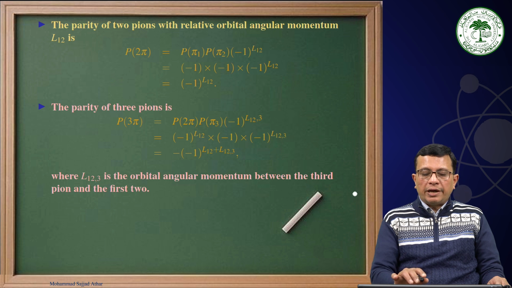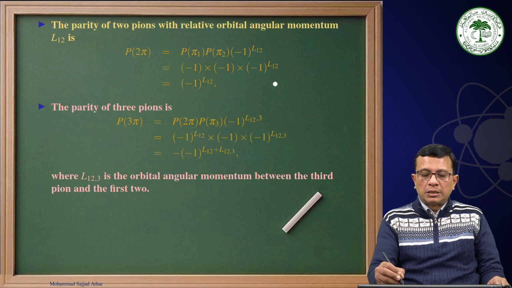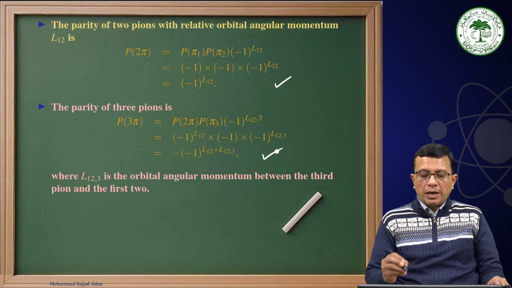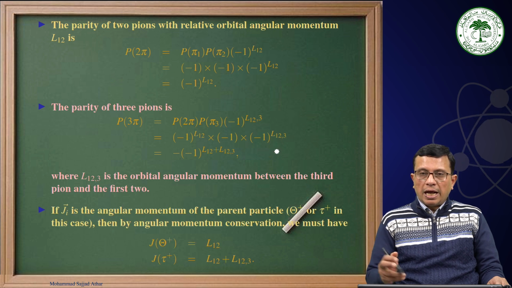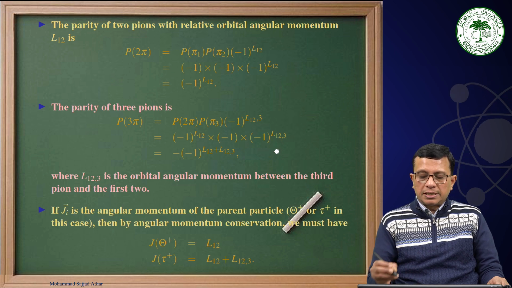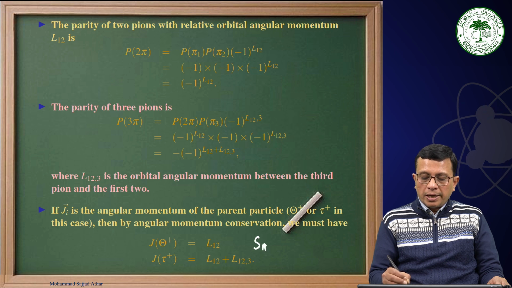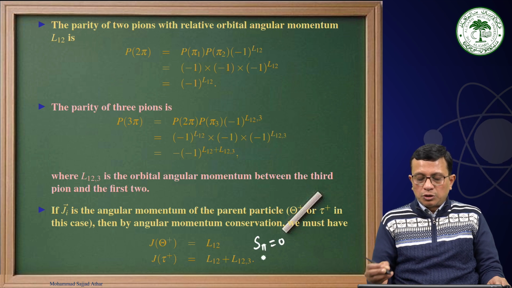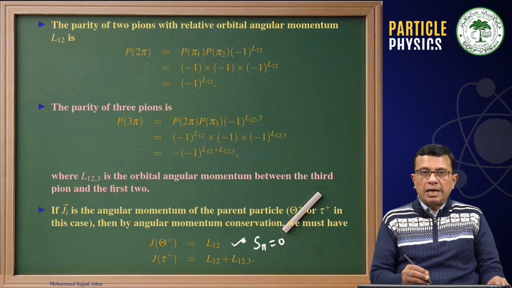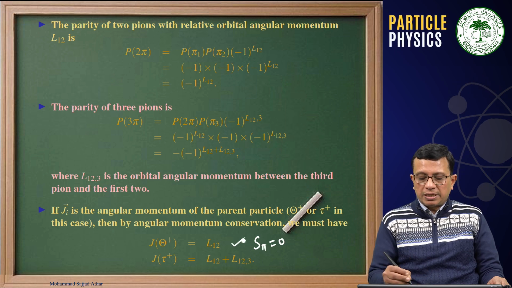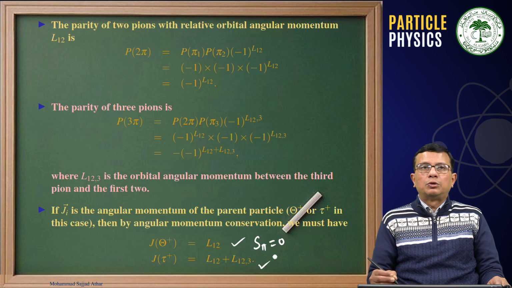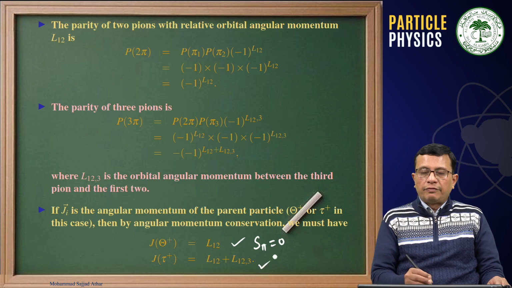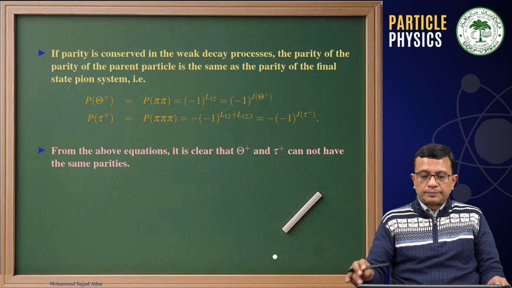Now, this is what I have written: parity for 2 pions, here parity for 3 pions, and where we have defined L12 and L13, and J theta plus. I am telling you, since S pi net is 0 for the 2 pions as well as 3 pions, therefore, the J total angular momentum of the initial state is L12 for theta plus and L12 plus L123 for tau plus.